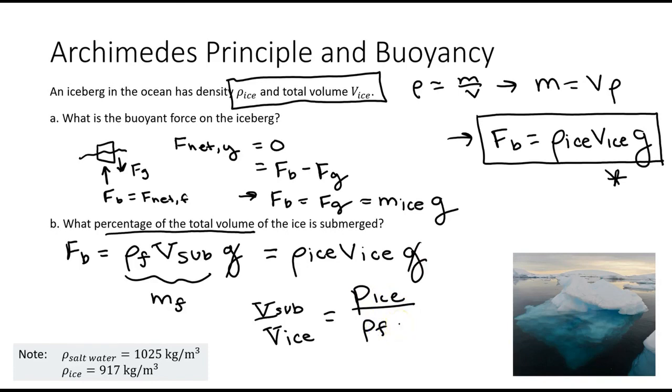We know rho ice is 917, and the density of the salt water is 1025. When I plugged in those numbers, I got 0.89, or in other words, 89% of the iceberg is going to be submerged. If I were to ask instead for the volume above the water, remember you would have to subtract that 0.89 from 1 to get the volume above. Sometimes there are tricky little things like that. So that's how we find the percent volume of the iceberg that is submerged.